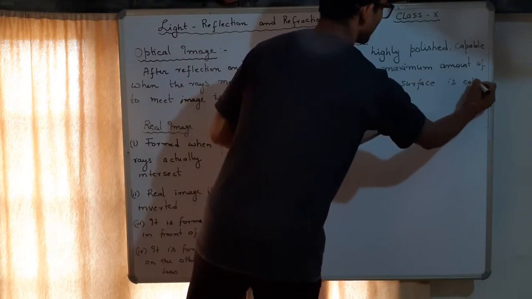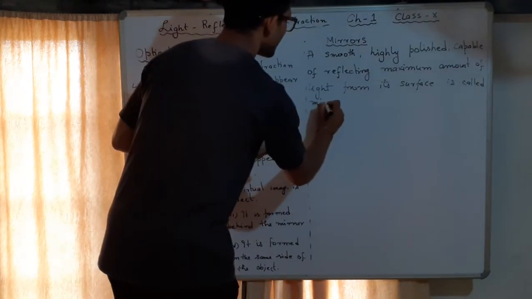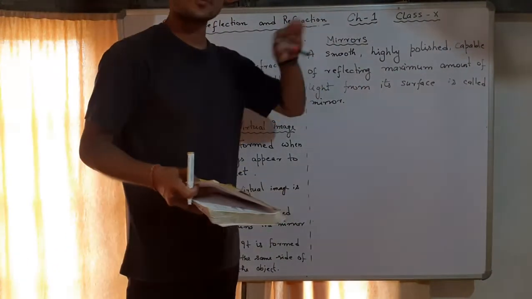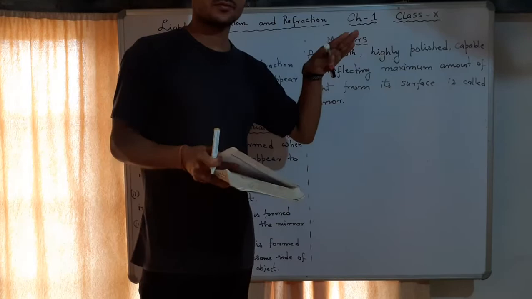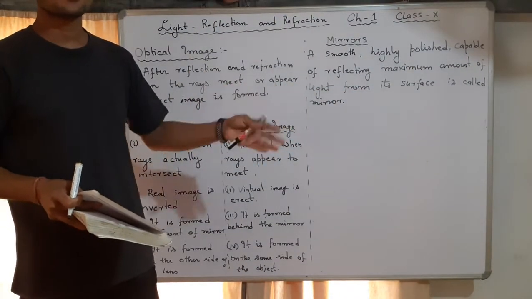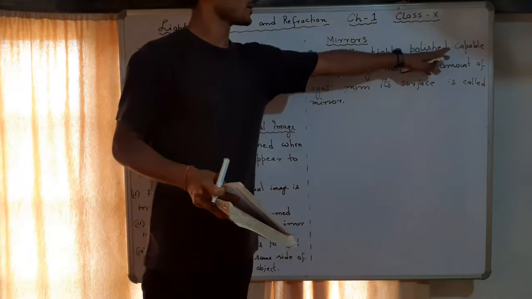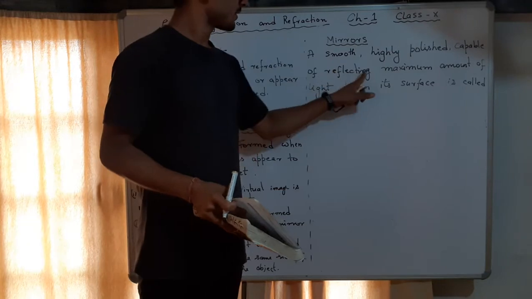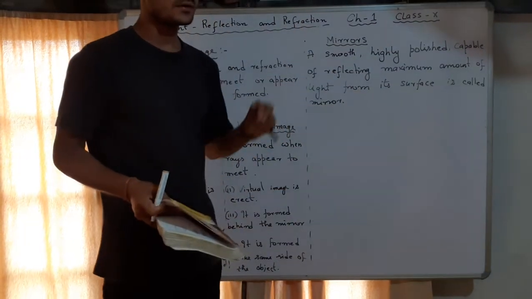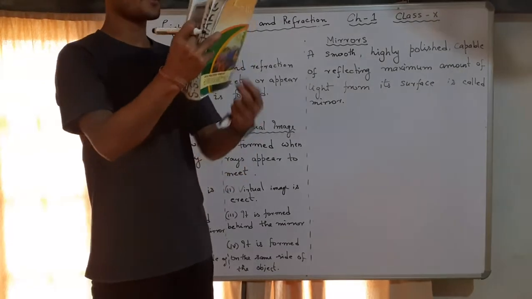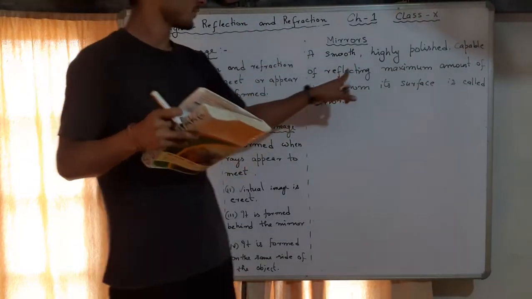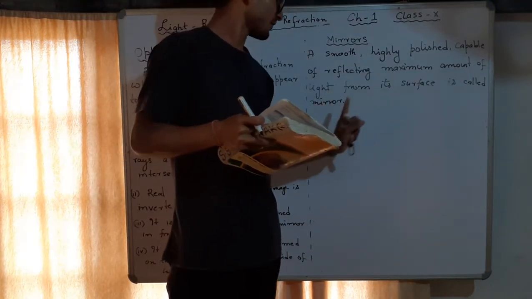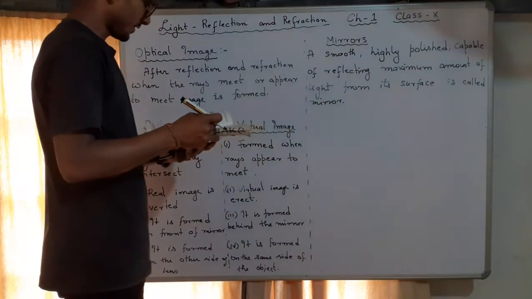Is called mirror. See, in our day-to-day life, we see the mirror simply daily. But how well it is defined? Smooth, it has to be perfectly smooth, highly polished, as much as possible. You see, every mirror is highly polished, capable of reflecting. Capable means it can do reflecting. Light will hit and it will bounce back. So reflecting maximum amount of light from its surface is called mirror. So this is the definition of mirror in scientific terms.